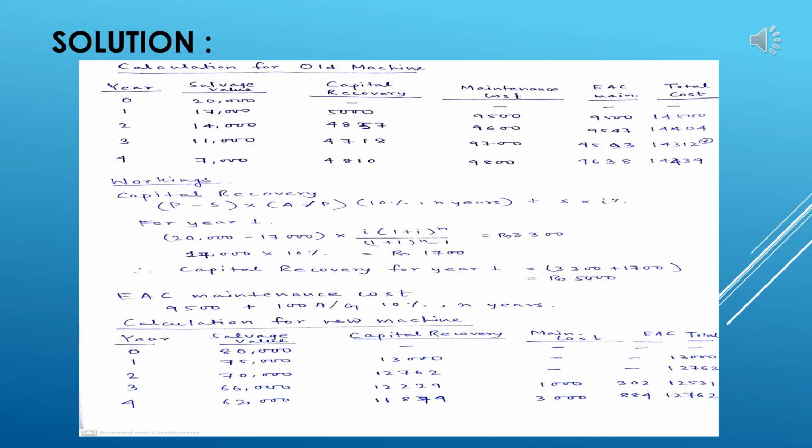The first part calculation is basically for year 1. The capital recovery calculation will be like this, where we talk about the present worth or the current value of the machine to be the salvage value of 0 minus 1, which is 20,000 minus 17,000, which we generally turn back into annual.